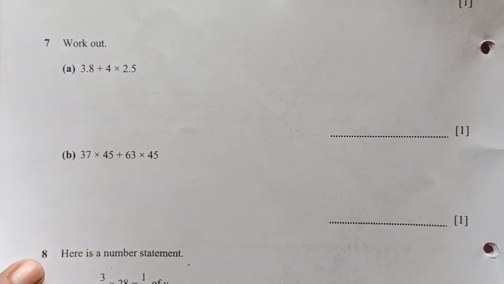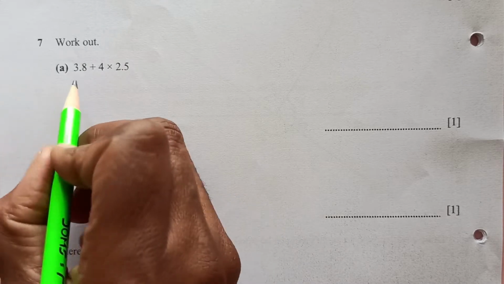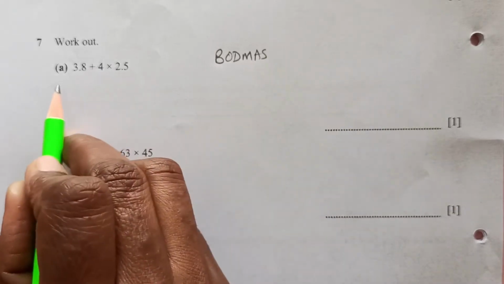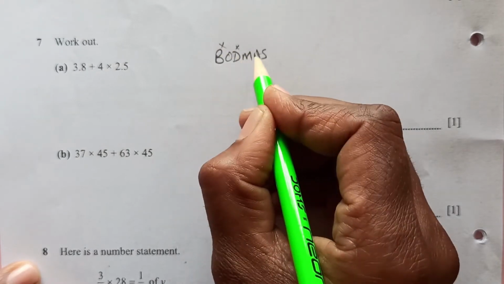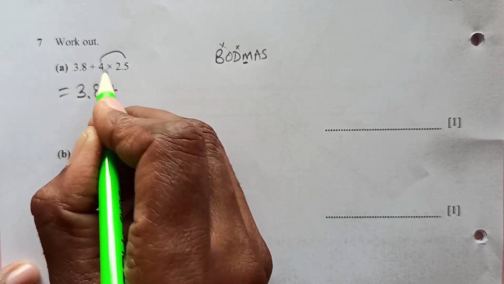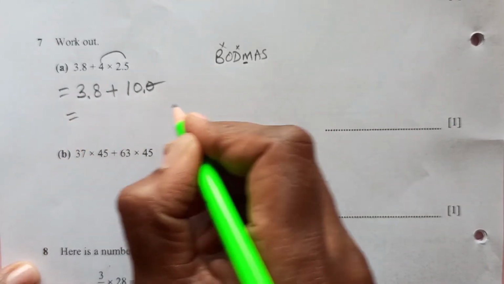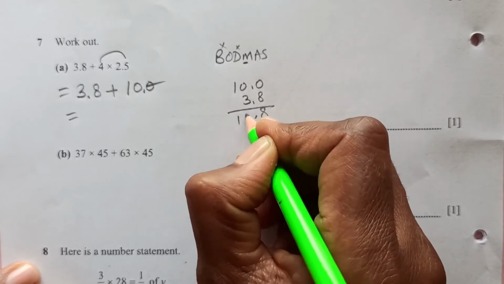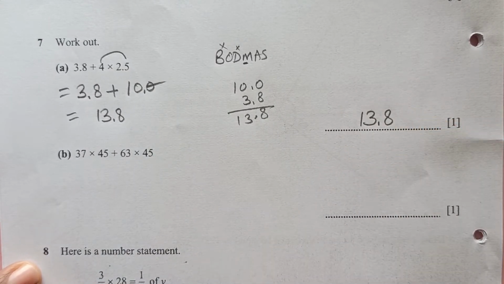Now, number 7, we have the next question here. Work out this. This is related to decimals. We need to use BODMAS or BIDMAS, whatever you like. We don't have any indices here, we don't have any division, we don't have any brackets, so we have multiplication, right? So this is 3.8 plus 25 times 4, which is 100. There is one decimal place, so this is gone. We are left with 10.0 plus 3.8, so this is 13.8. 13.8 is the final answer, right?